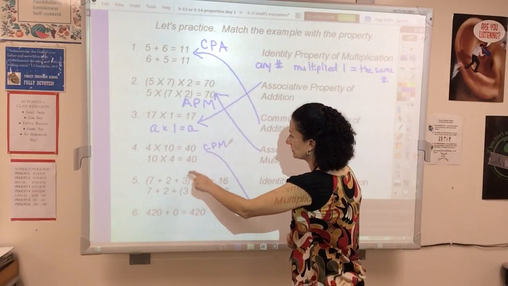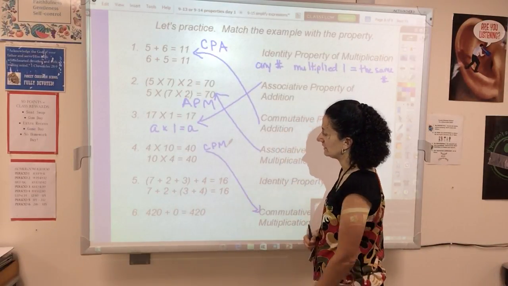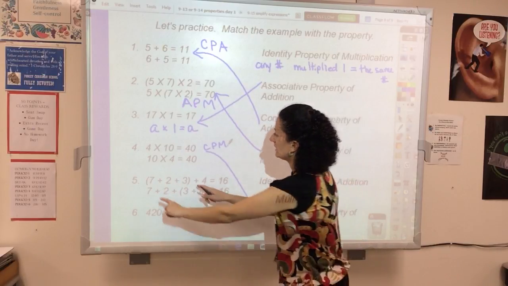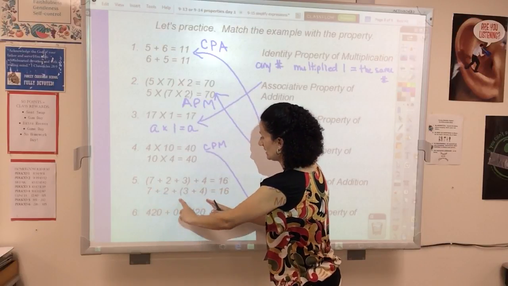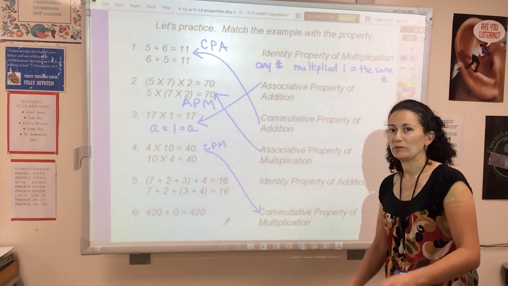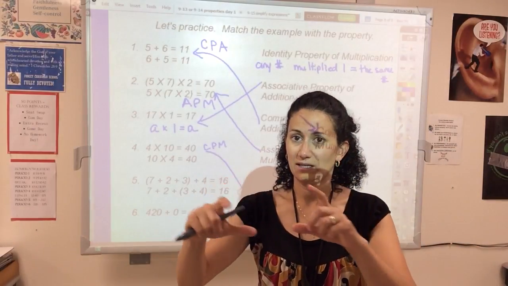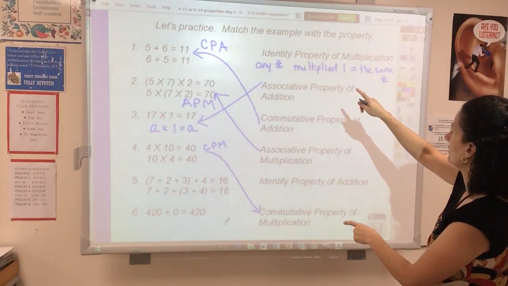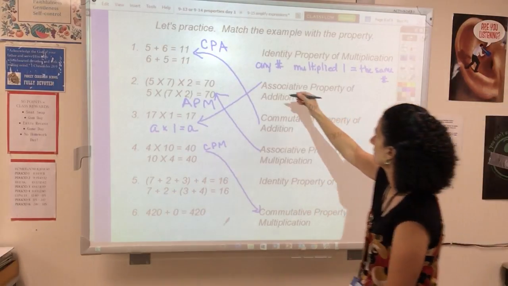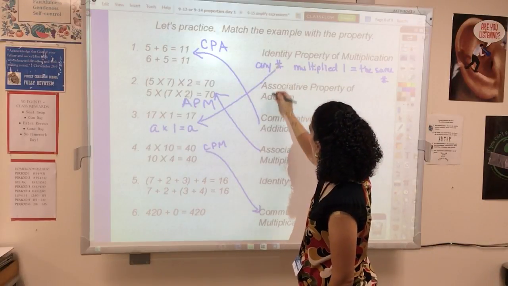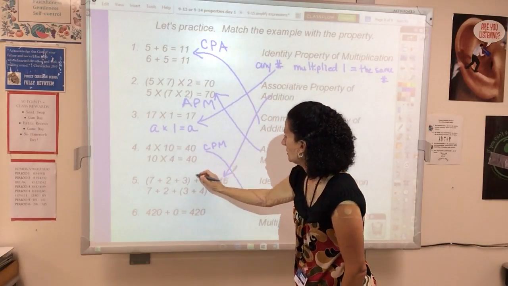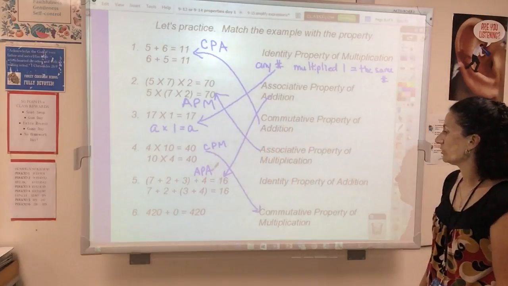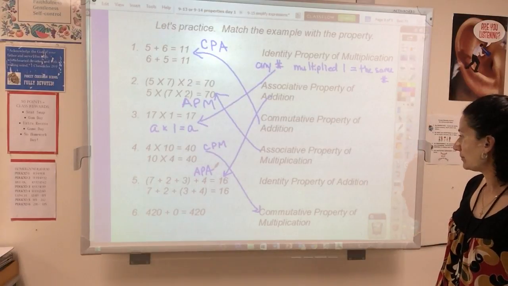Here we got 7 plus 2 plus 3 plus 4 equals 16. And the numbers are in the exact same position, but the parentheses are moving. Here they're around 7, 2, and 3. Here they're around the 3 and the 4. So remember, when the parentheses move, think grouping, association. So that's the associative property of addition. We can call it associative property of addition. There you go. And one more, and it has to be the identity property of addition.